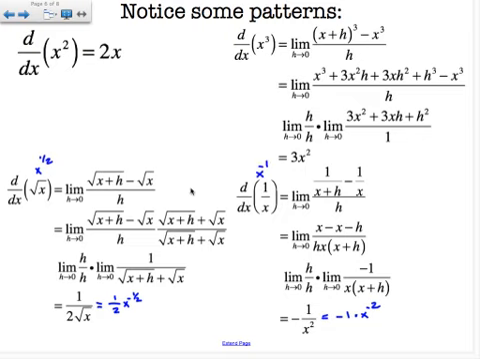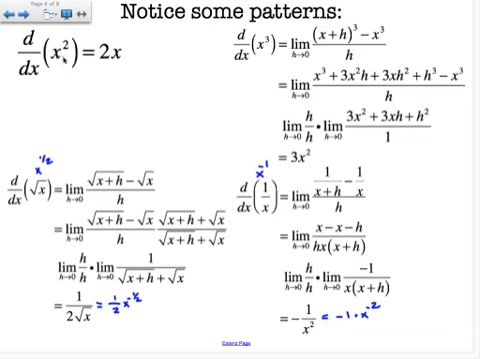And I want you to notice what the derivatives of these functions end up being. The derivative of x squared is 2 times x. The derivative of x cubed is 3x squared. The derivative of x to the half is 1/2 x to the negative half. And the derivative of x to the negative 1 is negative 1 times x to the minus 2. There's a pattern here, and I hope you notice it.